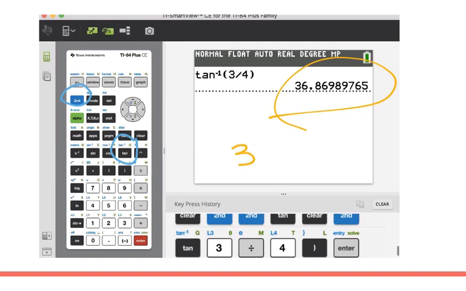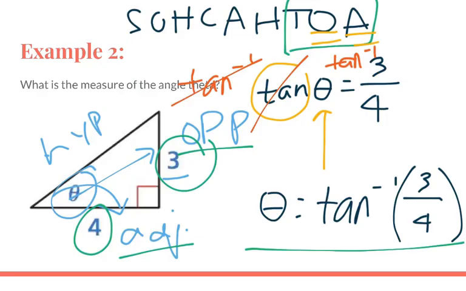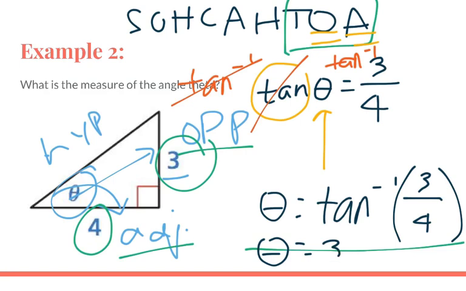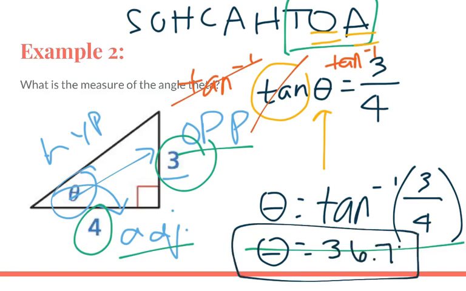If we're rounding to, let's say, 1 decimal place, then that would be 36.7 degrees. So I can now go back to my problem and say that theta equals 36.7 degrees. And that's my final answer.